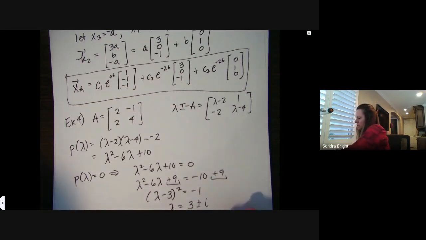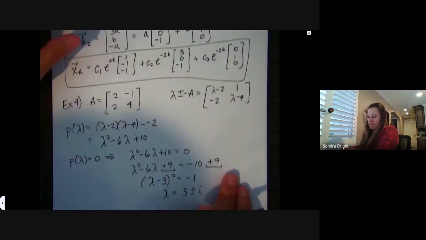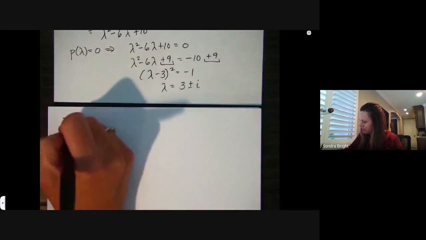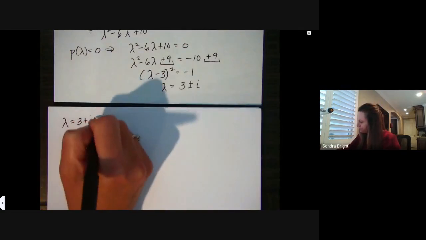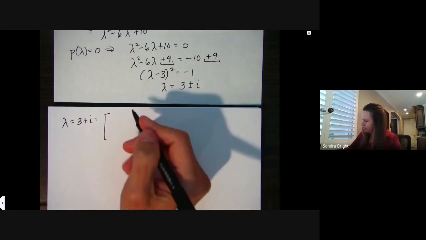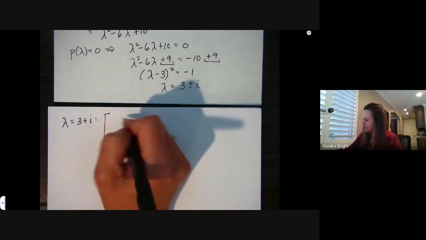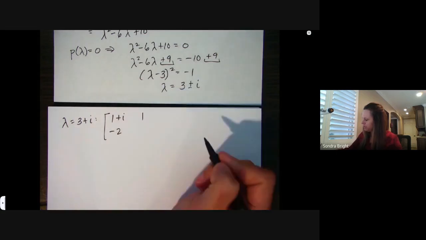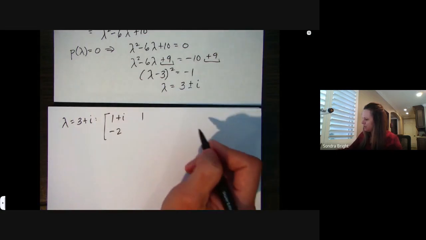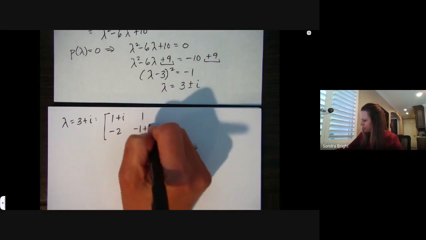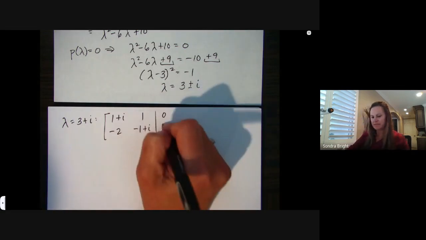So those are our two eigenvalues. All right, so let's do 3 plus i. Plugging in 3 plus i would give you a 3 minus 2, so a 1 plus i here, a 1, a negative 2. 3 plus i minus 4 would be a negative 1 plus i. We want to solve for when that's 0 and 0.